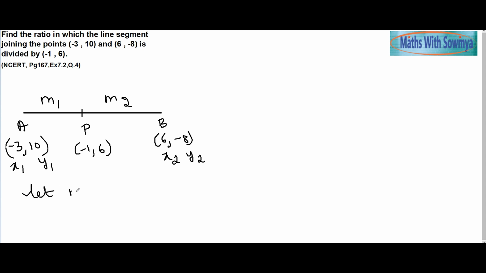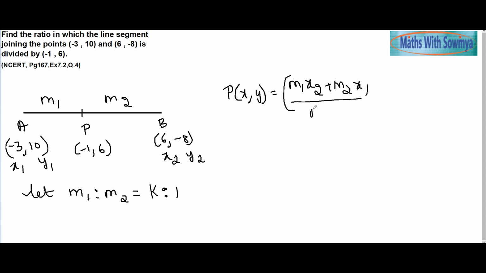So let M1 is to M2 be equal to K is to 1, some constant, it will be easy to do the particular sum. So we write the formula. P, XY: M1 X2 plus M2 X1 divided by M1 plus M2, and M1 Y2 plus M2 Y1 divided by M1 plus M2.